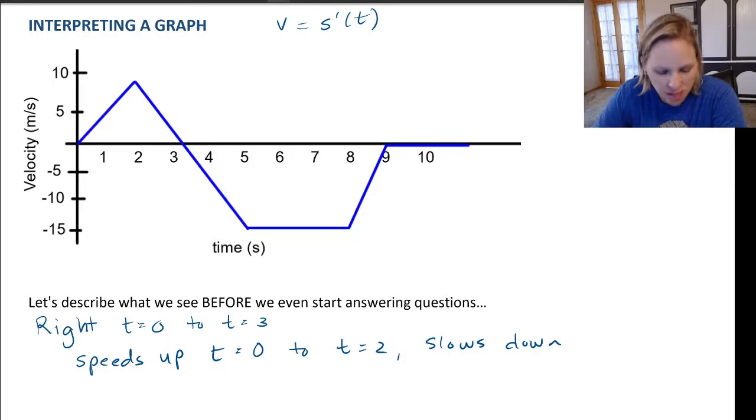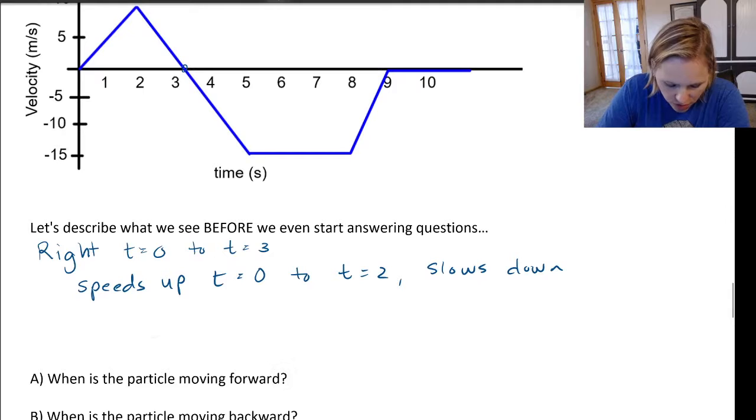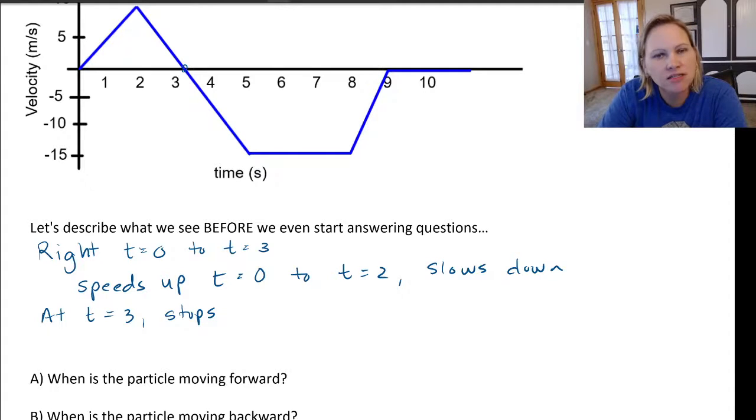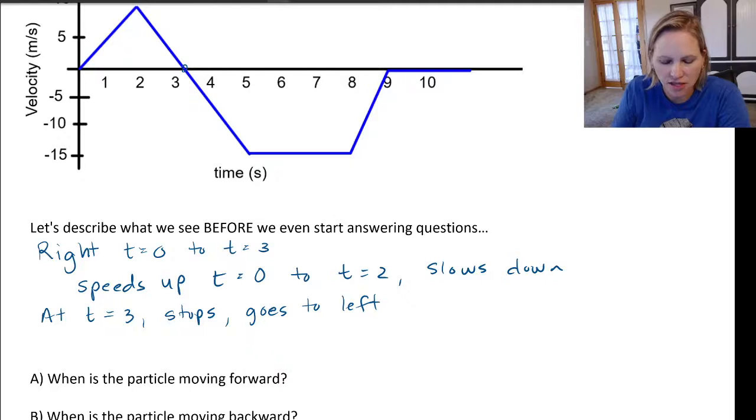Now, let's see what else is happening. At some point, I reach a velocity of 0 at t equals 3, and we stop. And then the velocity becomes negative. Let's recall what that means. When we have a negative velocity, it means the particle has turned around and gone the opposite direction. So I'm going to make a note of that: stops and goes to the left. You can see that the velocity stays negative pretty much for the rest of the graph. During that entire time, that particle is moving to the left.